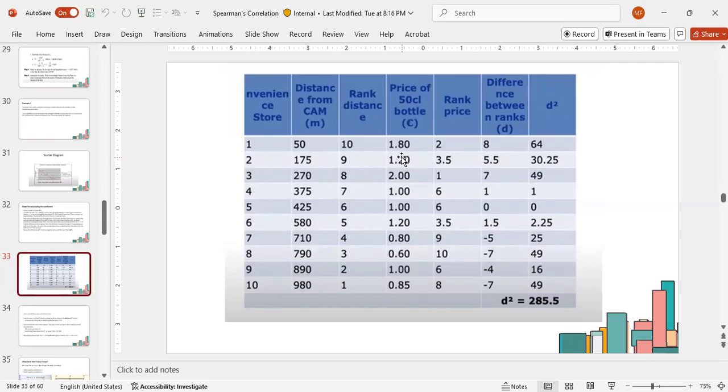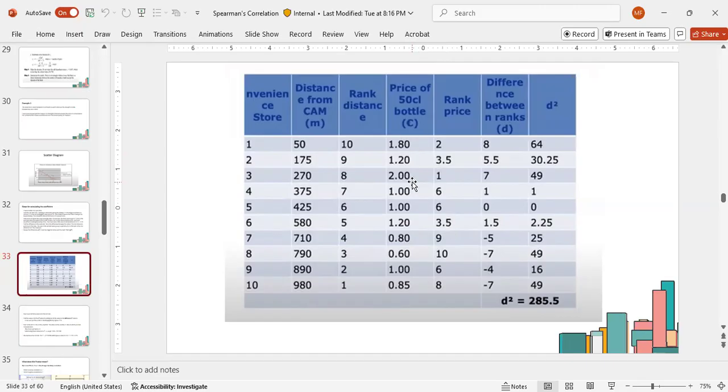What do you do? You sum 3 and 4, which equals 7, and because there are two shops that are selling this bottle at 1.20, you divide 7 by 2. 7 divided by 2 equals 3.5. So both of these shops will get the ranking of 3.5, rather than one getting 3 and one getting 4.